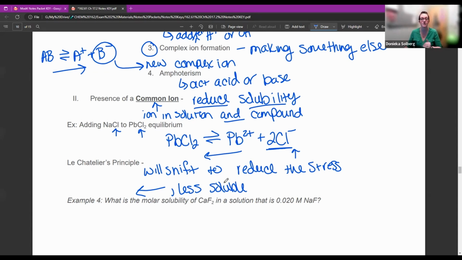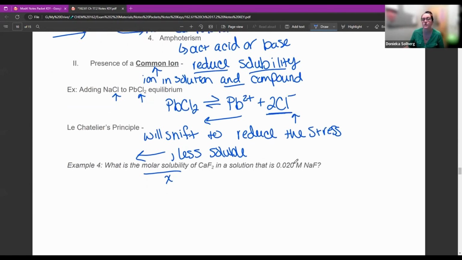Okay, so we're going to put some numbers to this. I got example number 4. What is the molar solubility? Remember, molar solubility is X. I'm looking for X of calcium fluoride. We did this one in the previous video, CaF2, in a solution that is 0.020 molar NaF. So how do I do this mathematically? Well, my common ion right here is going to be fluoride.